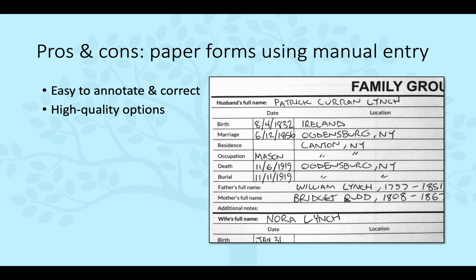There's high quality options. So of course you can print these out on your own computer, a blank paper form, and then fill it out on your own. But you can also buy high quality forms from other sources, and we offer them. I know that there's some other companies out there that offer them. Maybe if you go to a genealogy society or a conference, people are selling some really high quality ones there.